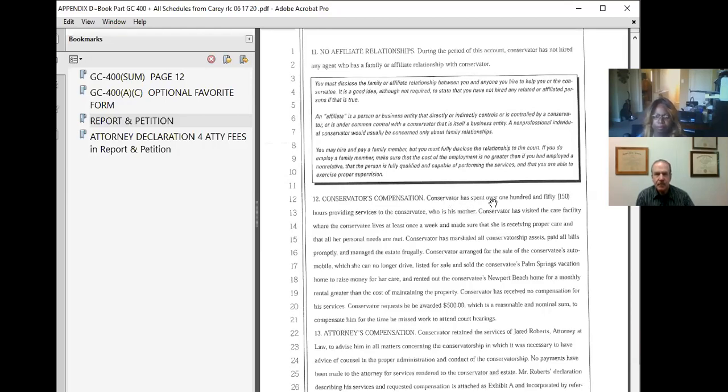So we're going to use this example. The conservator has spent over 150 hours providing services to the conservatee, who is his mother. Again, this is written by the attorney. So in your case, or most cases, it would be who is my mother. The conservator has visited the care facility. So give a brief description of what you've actually done. This says the conservator has visited the care facility where the conservatee lives at least once a week. I've made sure that she's receiving the proper care.